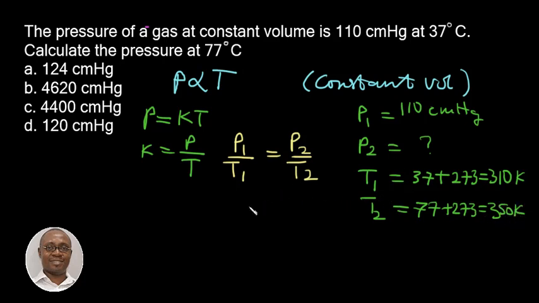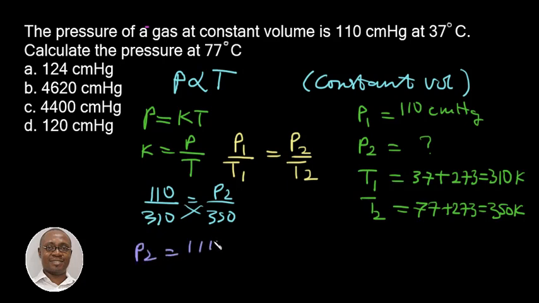So now let us input the values accordingly. For P1 we have 110 over T1, which is 310, equals P2 over 350. So if we cross multiply, we have P2 equals 110 times 350 to be divided by 310.